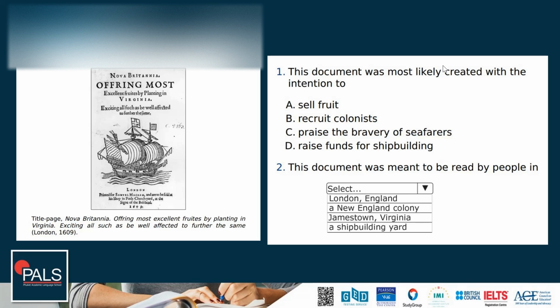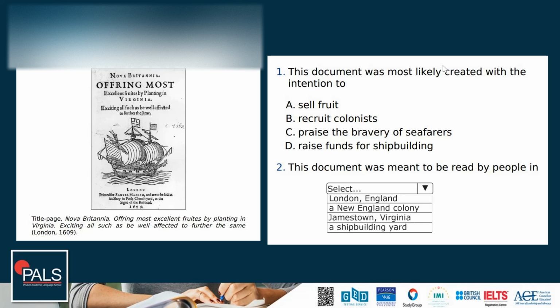D, raise funds for shipbuilding. If you were trying to raise funds, you would request or solicit funds in some way. None of the text does this, so D is off. Leaving A and B, since fruit is mentioned, we're just going to go ahead and say that fruit is the most likely. It's directly mentioned in the document.